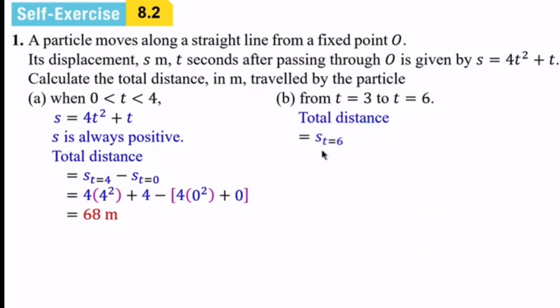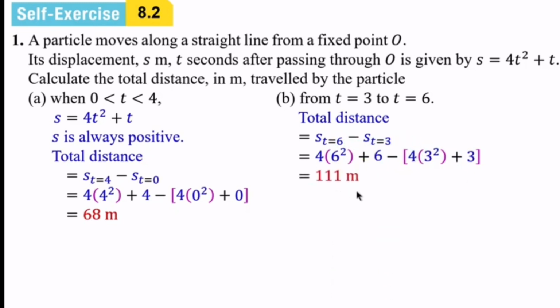Alright, so then for the time t equal to 3 to time t equal to 6, for this one we have to be very careful. It's not like just now where we can just subtract, because we need to study the movement of the particle by looking at the number line or by looking at the graph.